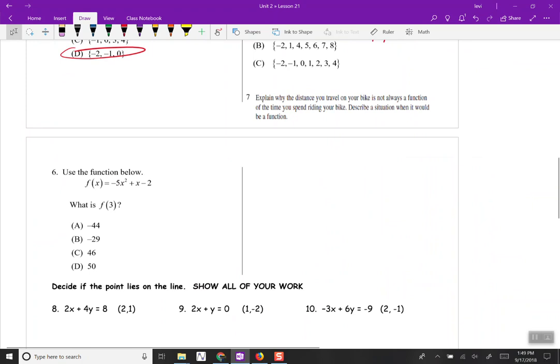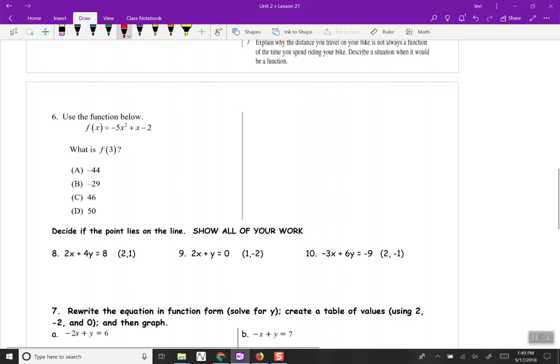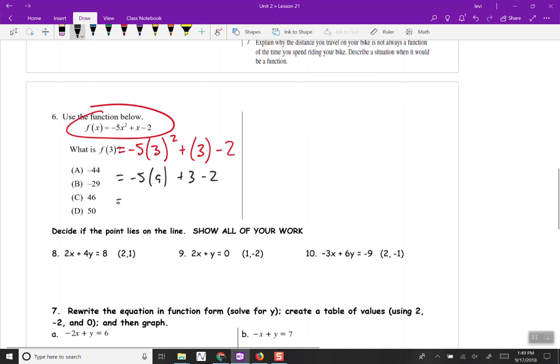Problem 6. If we wanted to find f of 3, this looks like it might be from our notes. We'll substitute in a 3 for x. So I'm just rewriting this problem right here. F of 3 equals negative 5 times the quantity 3 squared plus 3 minus 2. So we need to square 3, that's 9. Negative 5 times 9 plus 3 minus 2. Negative 5 times 9 makes negative 45 plus 3 minus 2. 3 minus 2 is 1. So what's negative 45 plus 1? Negative 44. So that's f of 3 equals negative 44.